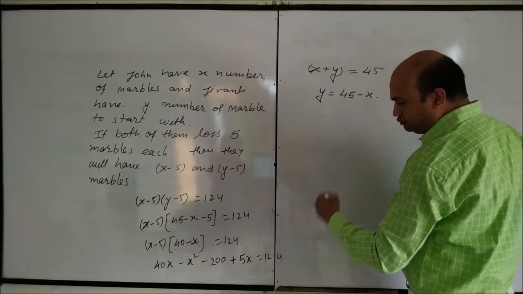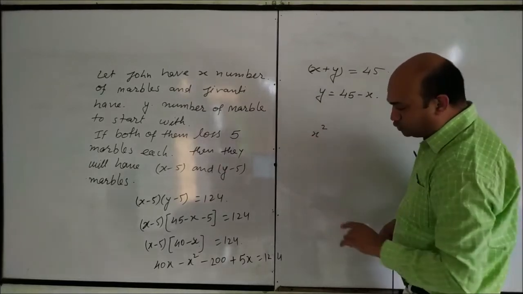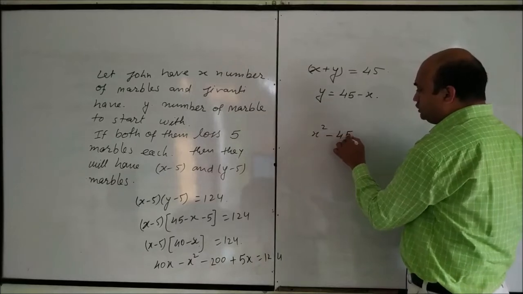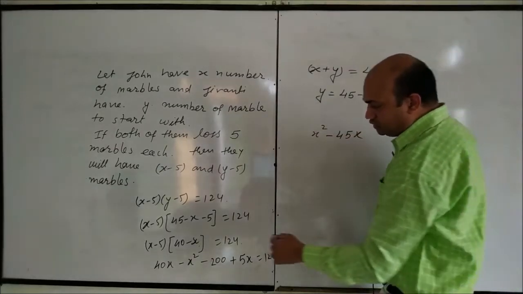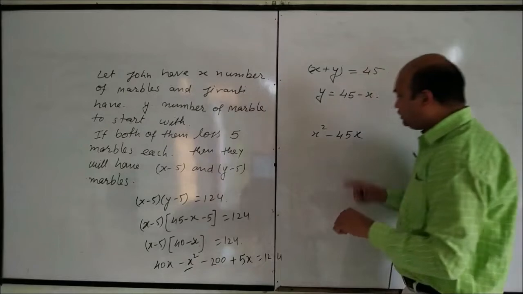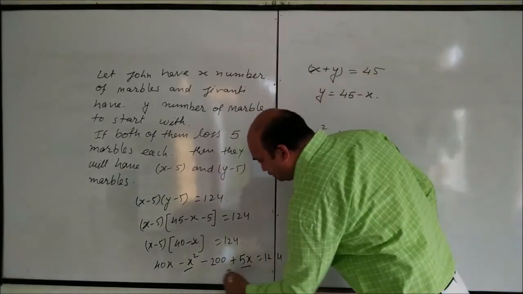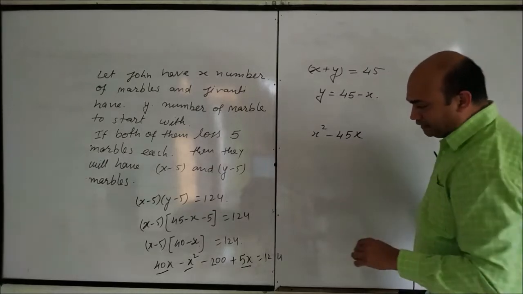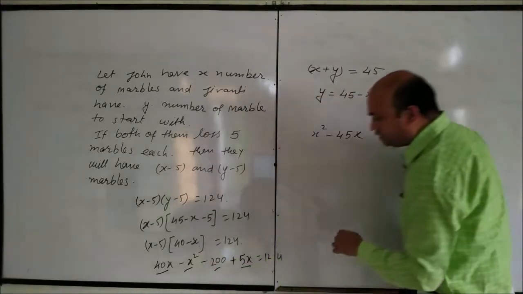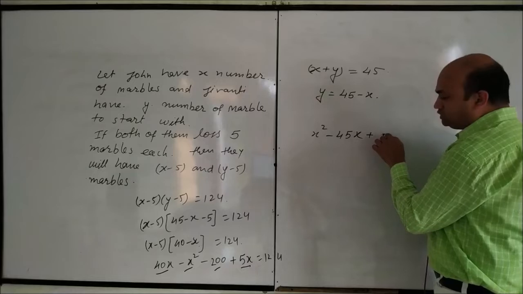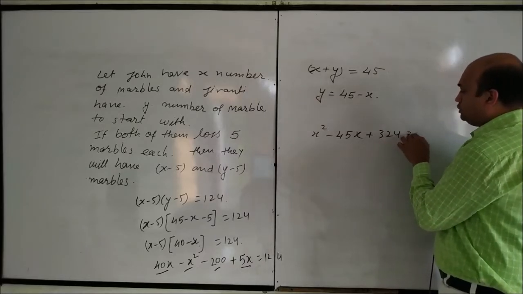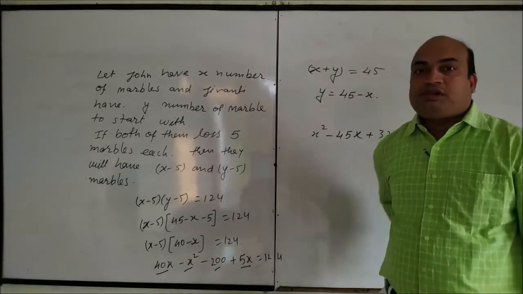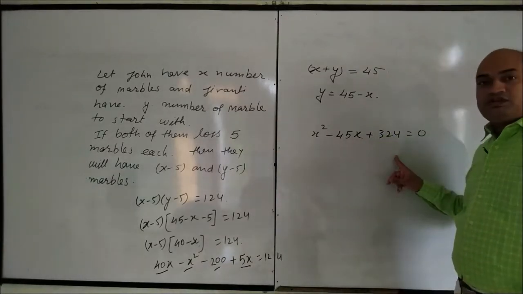It will be x square minus 45x. You see, this x square we shift here, it will be x square. This 5x and 40x we shift here, it will be minus 45x. And this 200 we shift here, so here we will get plus 324 is equal to 0. So the word problem we converted into the quadratic equation form.